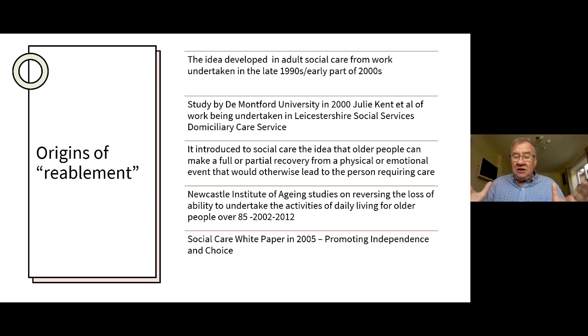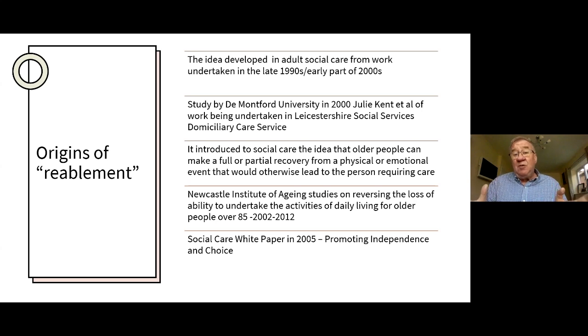At the same time, there was work going on, particularly I would draw your attention to the work at Newcastle Institute of Aging. They did a number of studies showing how if you get the right help to people at the right time, you can reverse the loss of ability. You can reverse people's decline in disability. And you can help people to undertake more activities of daily living if you're over 85. And they produced papers and work on this right through particularly that decade.